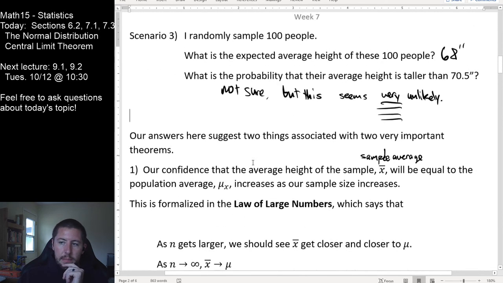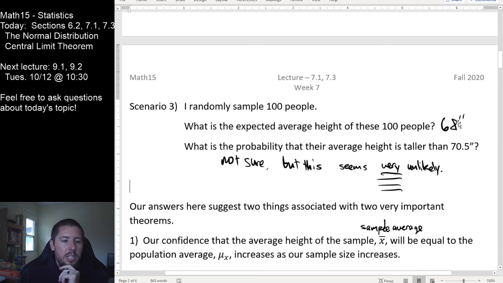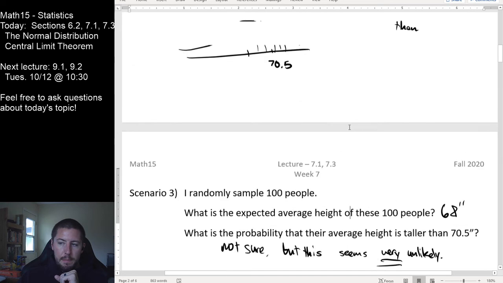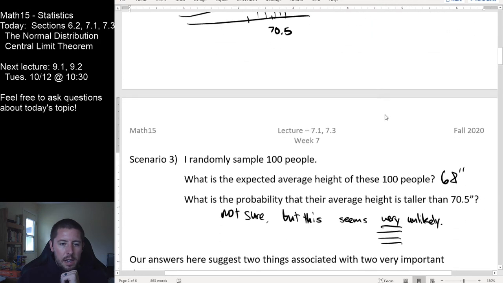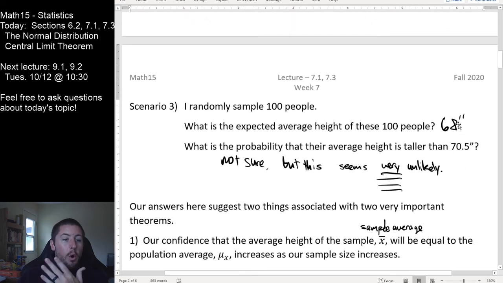So this is a statement about the fact that we said 68 inches 3 times. But I'm more confident in scenario 3 that we'll get something close to 68 inches because we had 100 people being sampled than I was in scenario 1 that we'd be getting 68 inches with only one person. This is still the correct answer here. Our confidence is just lower that it's going to be nearer to this. Here, 68 is the correct answer, and we're more confident that we're going to see something very close to 68 because we sampled a larger number of people.